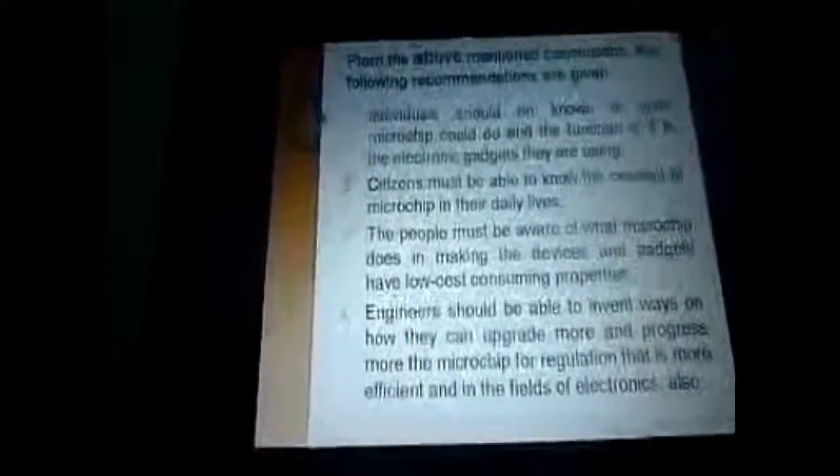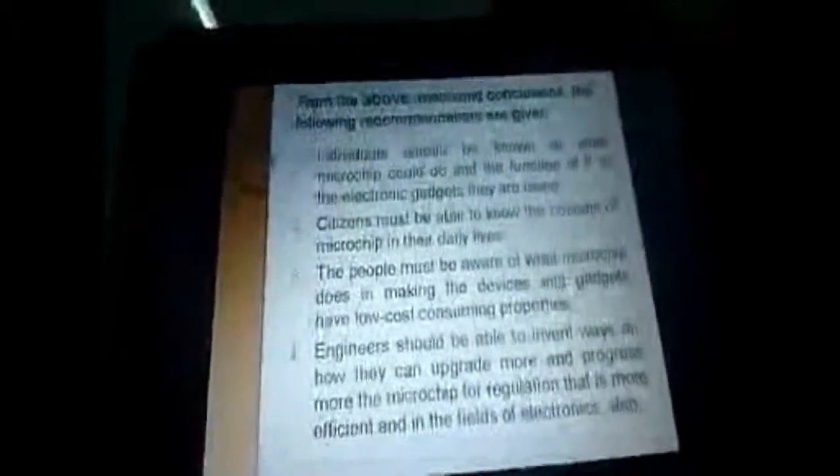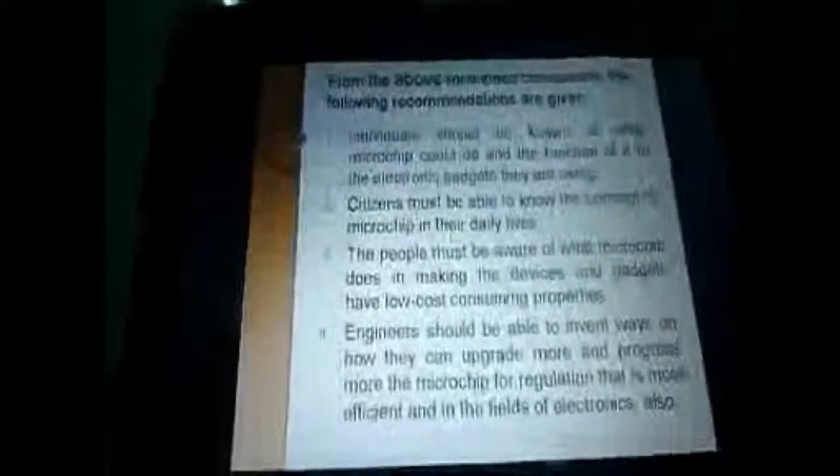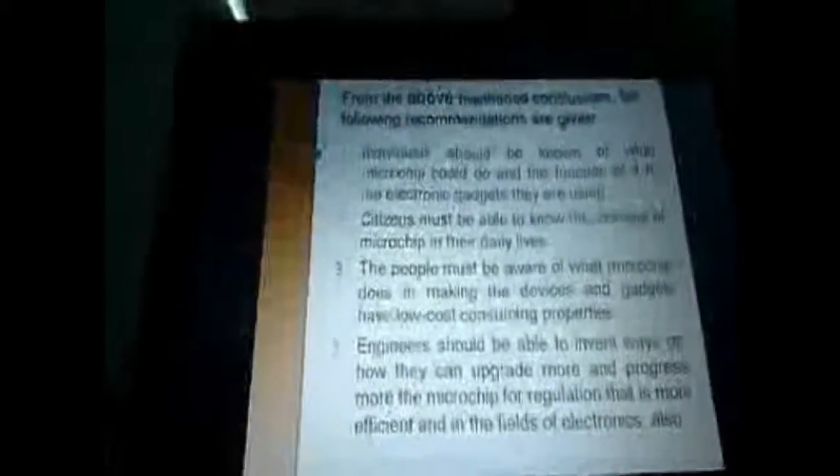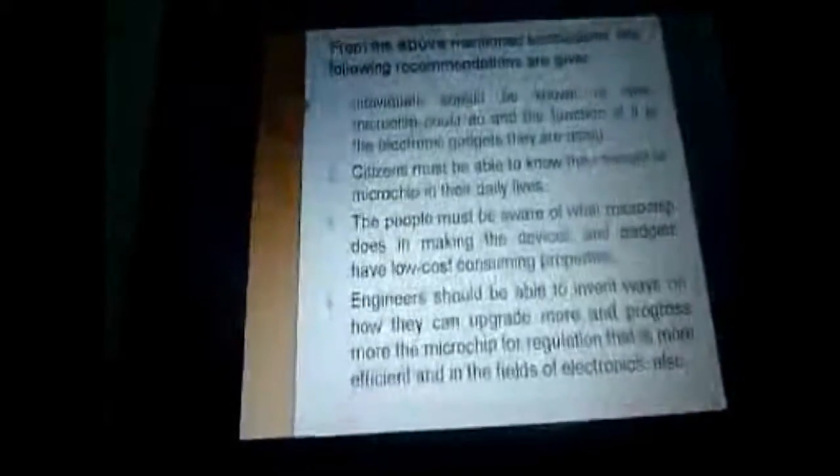Individuals should know what microchips can do. The second one, citizens must be able to know the concept of the microchip in their daily lives. The third, people must be aware. Because of this study, people will have the awareness of what microchips do in making devices easier and faster. The fourth one, engineers should be able to invent ways on how they can upgrade more and progress more.